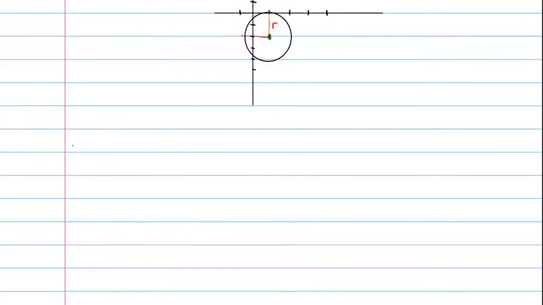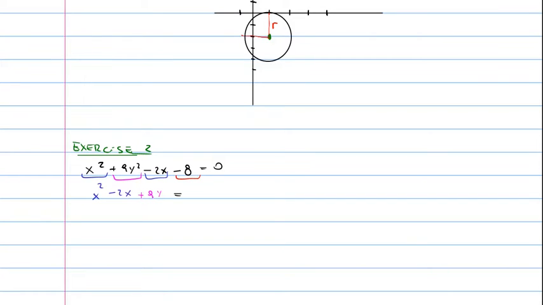Now let's move on to a second exercise. In this case, the expression we have is x squared plus 9y squared minus 2x minus 8 equals 0. Again, we're going to put together the terms that depend on x, those that depend on y, and those that do not depend on any of the variables. This way we get x squared minus 2x plus 9y squared equals 8.